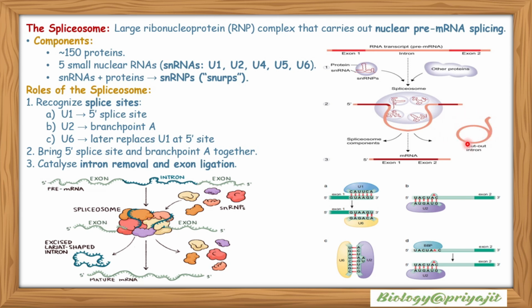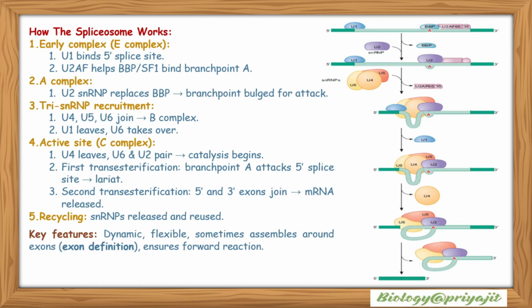This is the cutout intron, and the exon 1 and exon 2 adjacent exons will be joined with each other. So this is the process showing the spliceosome-mediated splicing. How the spliceosome works: firstly, an early complex, or E complex, will be formed. U1 is an snRNA. It will bind the 5' splice site. This is the image showing the binding of U1 at the 5' splice site of the intron.